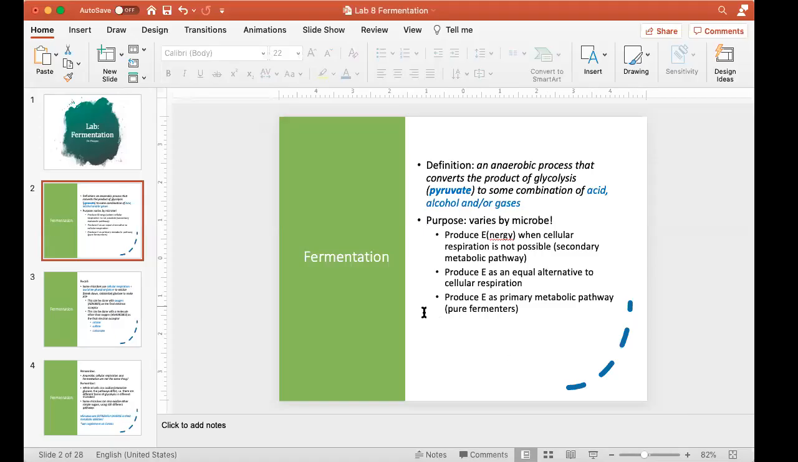And then there's a third class of microbe. Some microbes are pure fermenters. In other words, they only use fermentation to make their ATP. So we see all different kinds. But the idea is the same here. The reason that a microbe ferments is to make ATP. They need ATP. All living things need ATP to survive. We just make it differently.